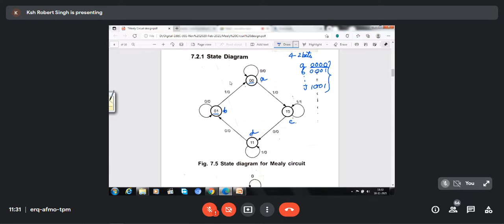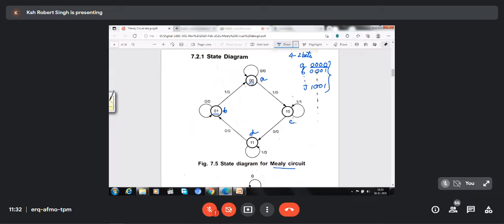This is a Mealy circuit. How do you know, sir? I will tell you. First, let us understand this. What is this? There is a state called A, and the state is represented by 0, 0. Representing a particular state by binary bits is called state assignment. I am assigning state with binary numbers.